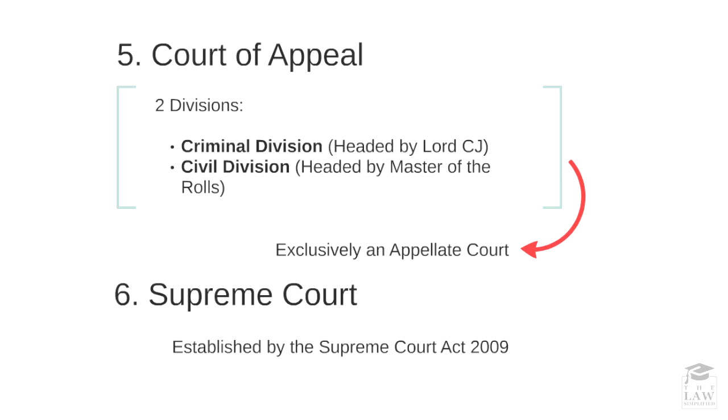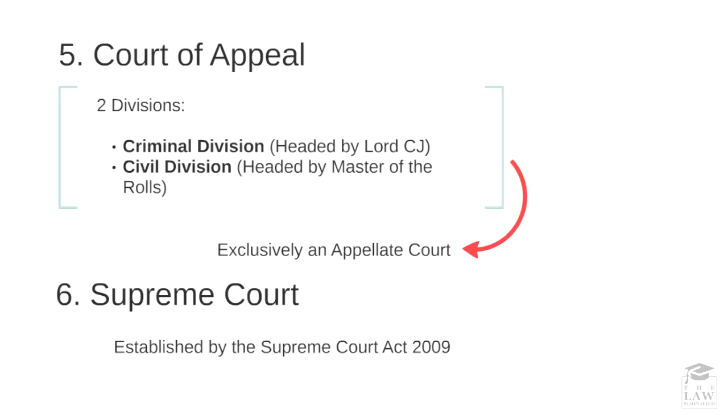The Court of Appeal divides itself into the Criminal Division and the Civil Division. The Criminal Division is headed by the Lord Chief Justice, and the Civil Division is headed by the Master of the Rolls. This is an exclusively appellate court, similar to the Supreme Court as well, which was established by the Supreme Court Act of 2009.